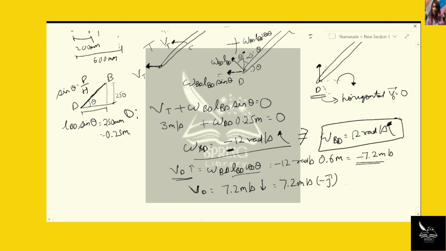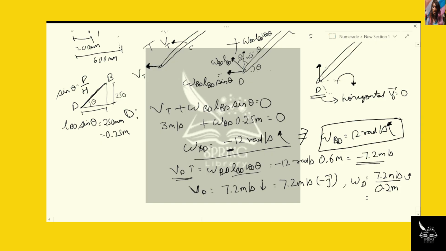So this tells you that omega at point D, you can find that out as well now, because now you know VD, so it's 7.2 meters per second divided by the radius dE, which is 200 millimeters, so 0.2 meter. And the direction, again, negative of our assumed direction, so it's going to be anti-clockwise now.